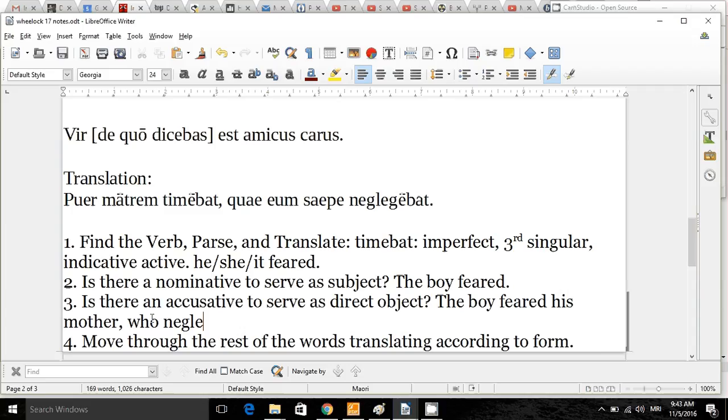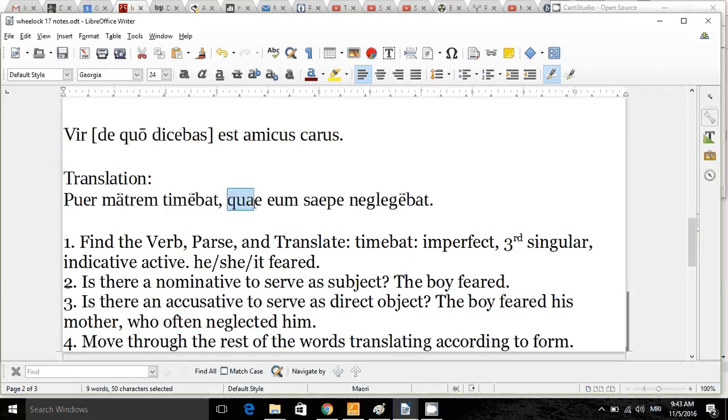Who neglected? And then I've got an accusative, eam: who neglected him. And then saepe just means often. So who often neglected him. So there's my sentence. It all comes together. The boy feared his mother, who often neglected him.